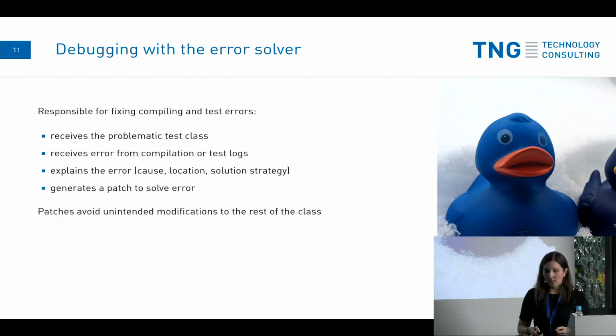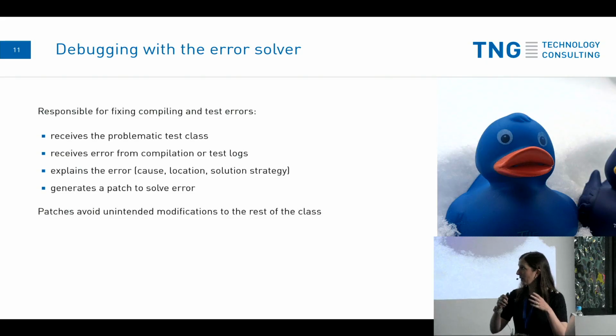And last but not least is the error solver. And that's actually really important. It's responsible for fixing all the errors that can come from the compilation of the tests that were generated, or from actually running the tests and finding that they're red. So what does it take? It takes the test class that you want to fix, and then the error logs, so either from the compilation or from the test runner.